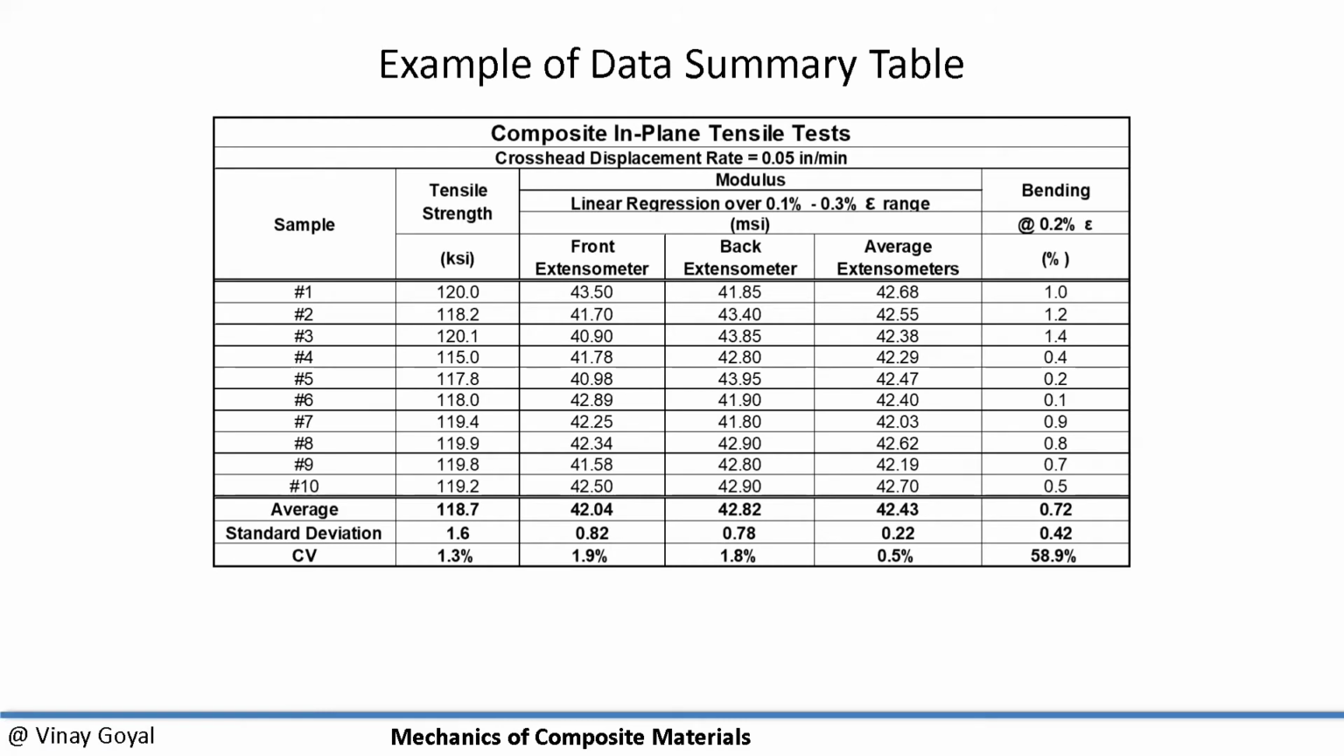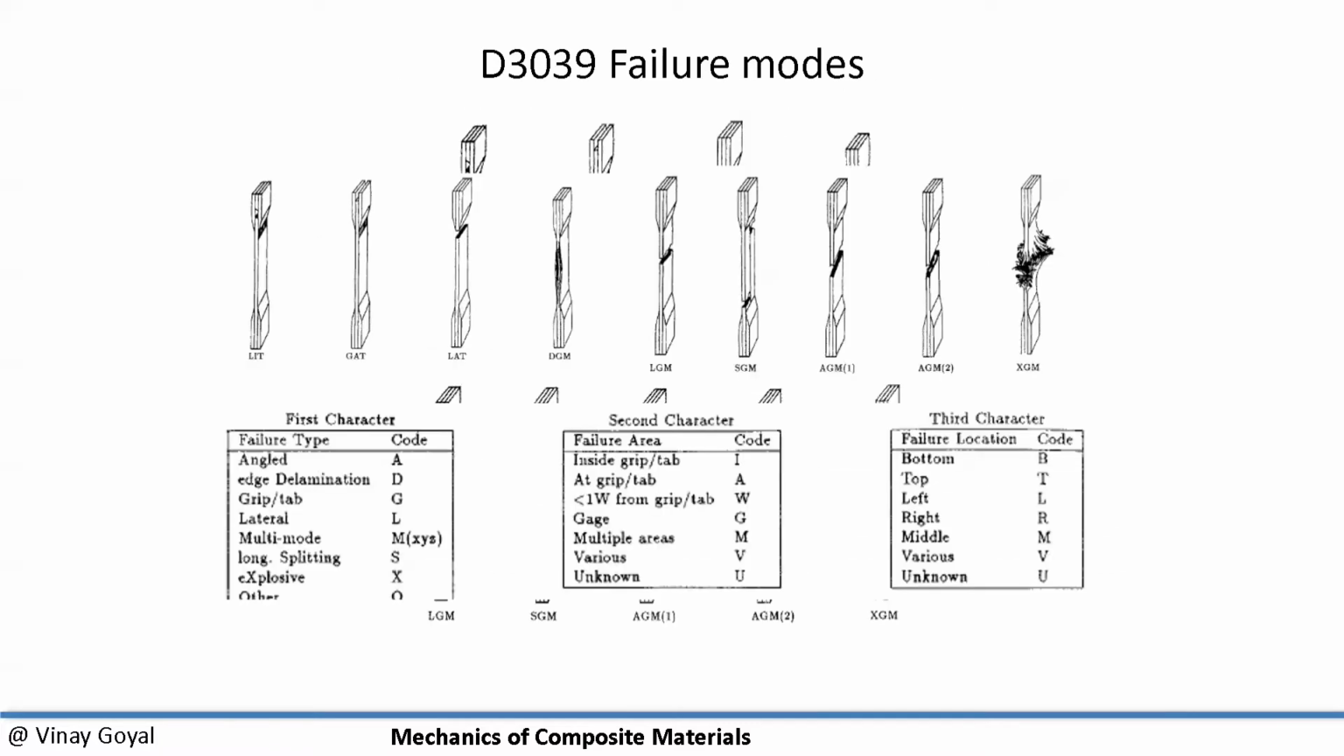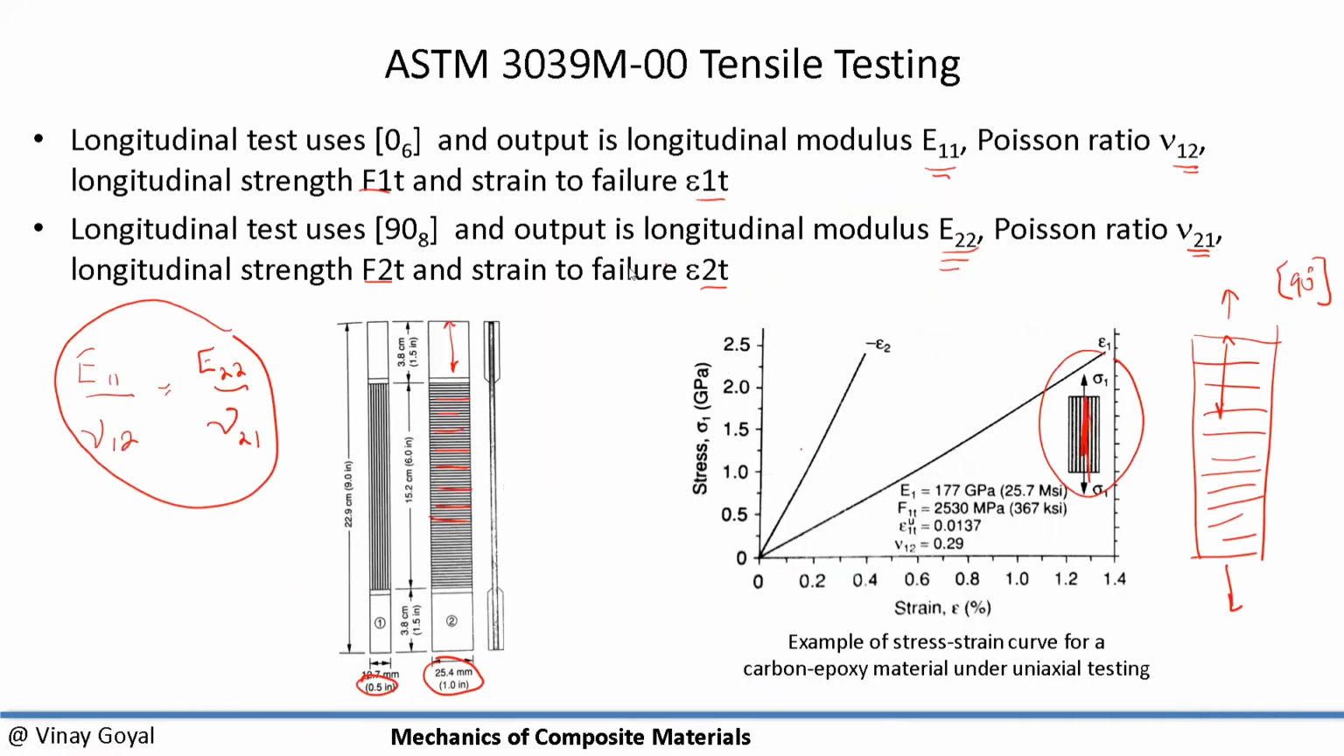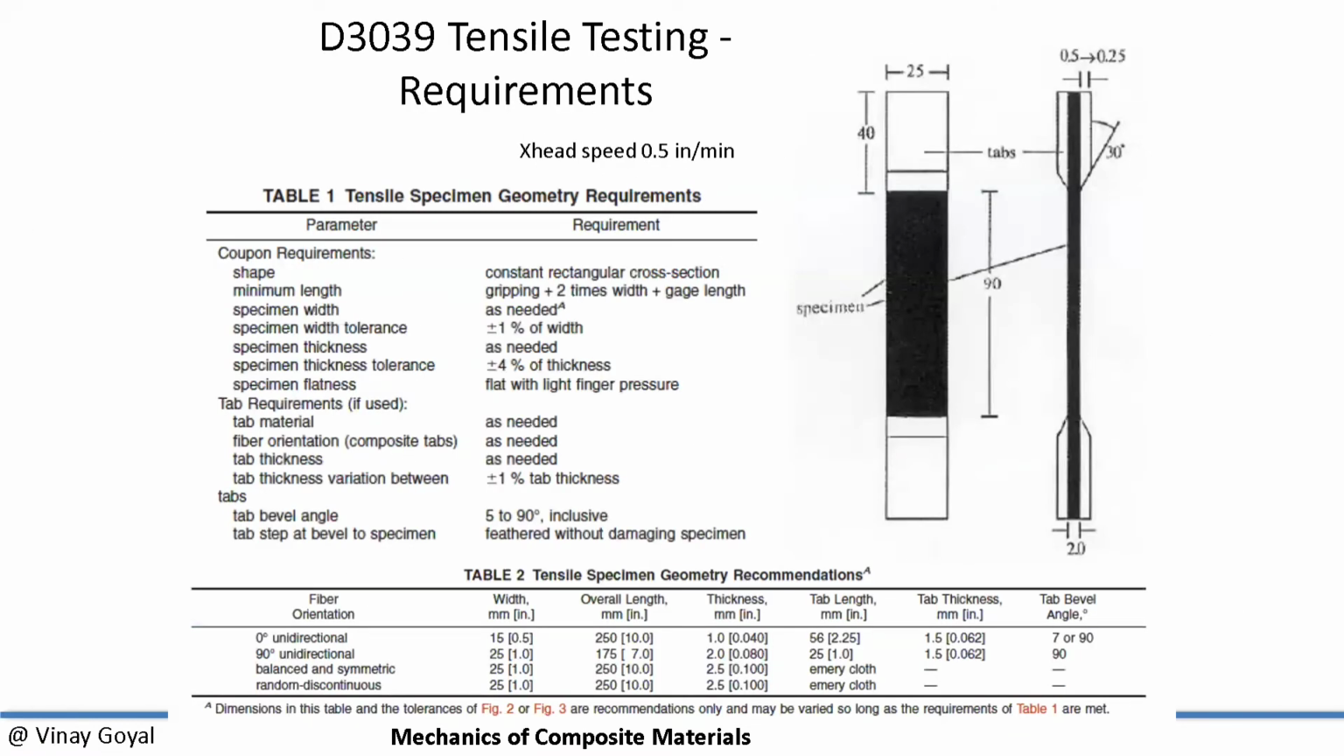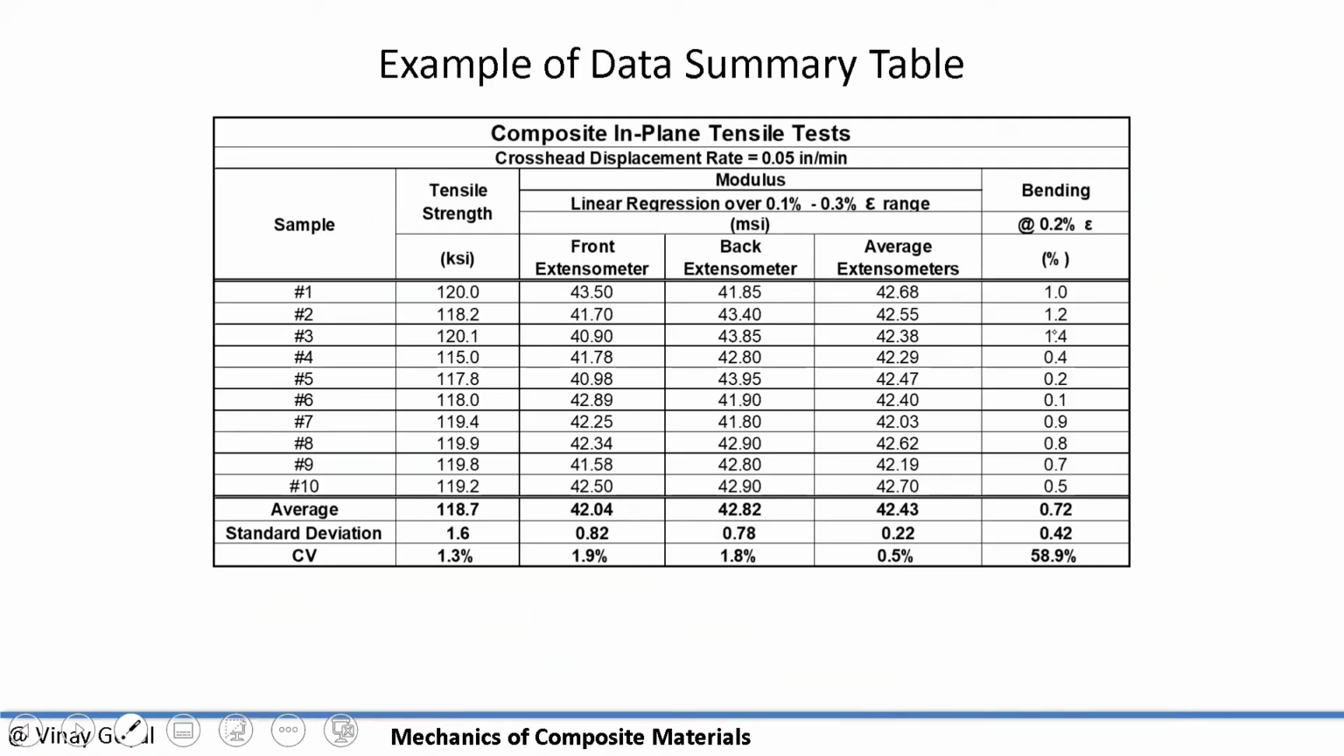Let me show you an example of what the data summary may look like when you do the test. When you do the test, you're going to instrument this with a strain gauge here, typically. We put a strain gauge back to back. So maybe one here, I apologize, one here, one here, and one here. So strain gauges on either side. That'll give you the ability to measure any bending going on during the test.